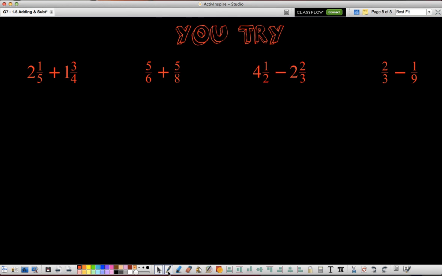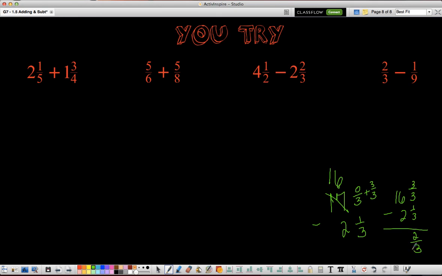Just as a reminder, when you have to regroup, because we didn't see an example like this, so 17 minus 2 and 1/3. If that happens, this becomes 16, and then this is like having 0/3. So you would add the 3/3 to it, and so it'd be 16 and 3/3, so 16 and another whole group minus 2 and 1/3, so you can actually do your subtraction.